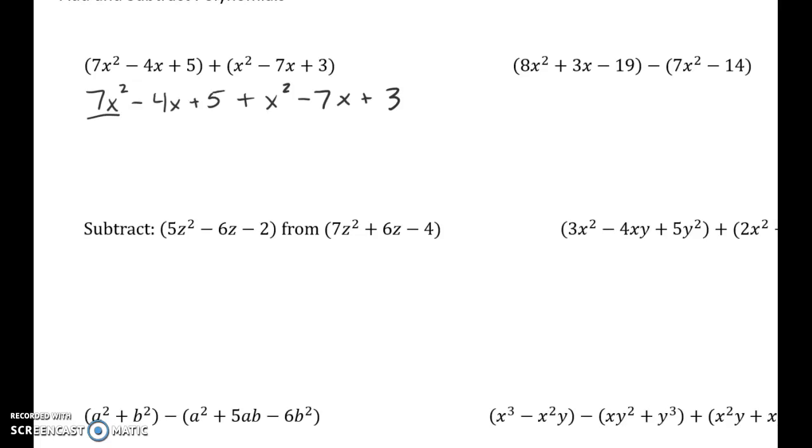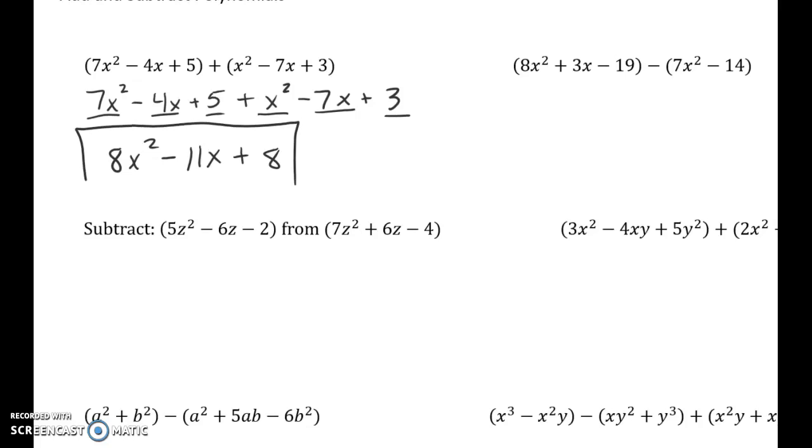So you have a 7x squared and a 1x squared. That's 8x squared. You have a negative 4x and a negative 7x. That's negative 11x. And then finally you have a 5 and a 3, and that's going to be 8. And so we've simplified this polynomial. We've added the two polynomials together.